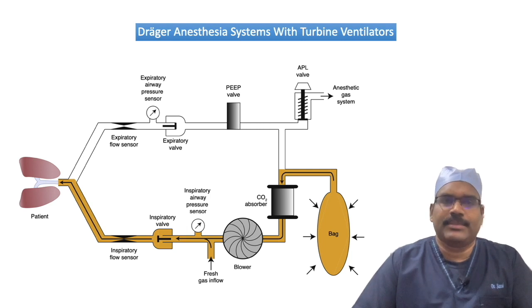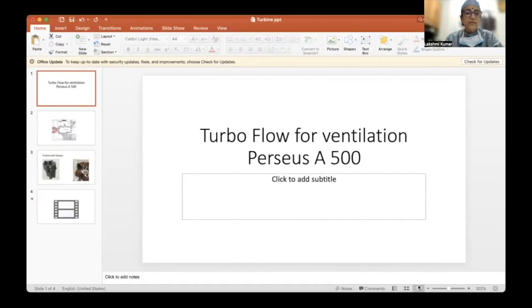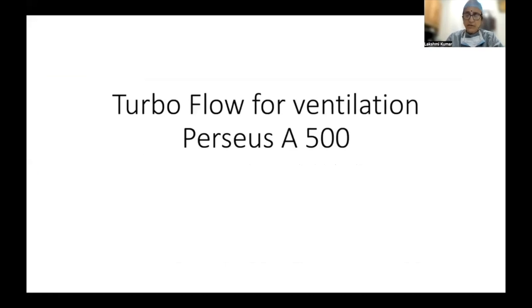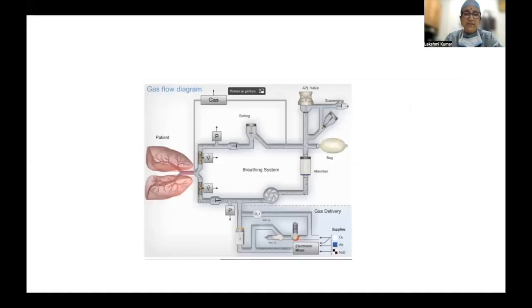Over to Dr. Lakshmi Kumar from Amrita Cochin to explain about turbine ventilators in Draeger Perseus. Good afternoon once again, and this is a small description on how the turbine flow with a blower forms the functional basis of the ventilatory strategy in the Draeger Perseus A500 machine.